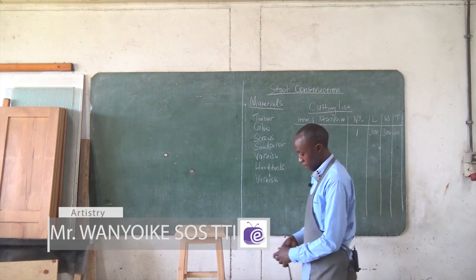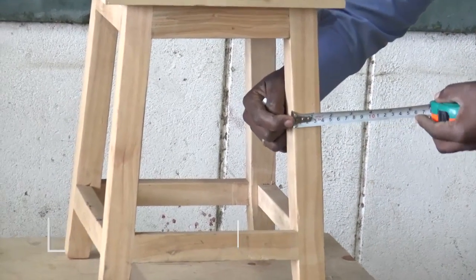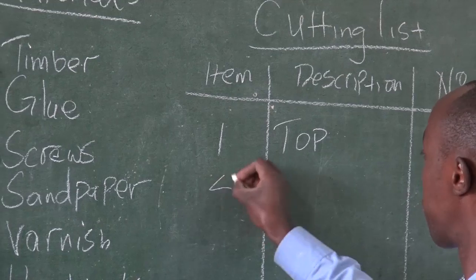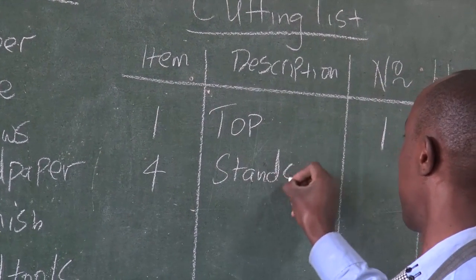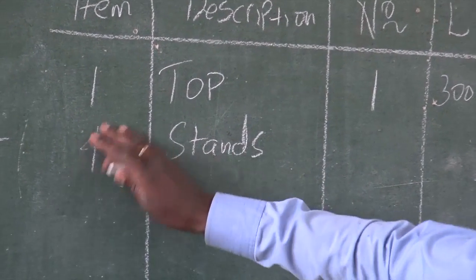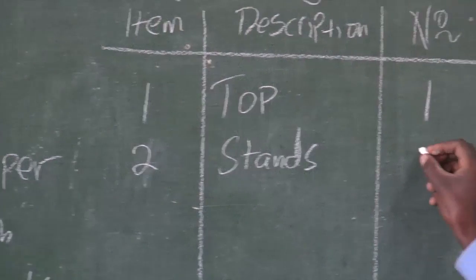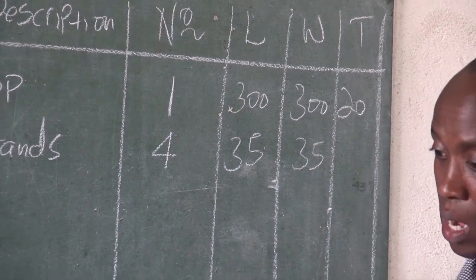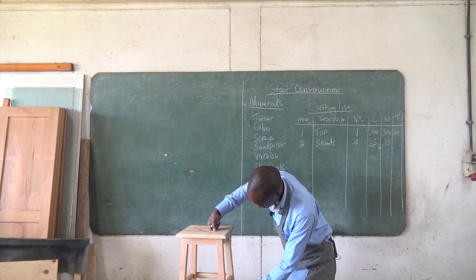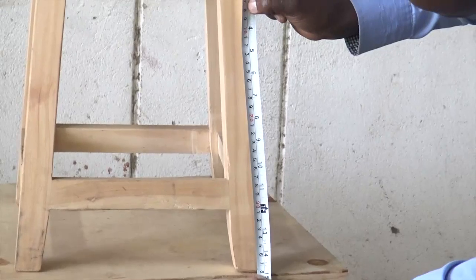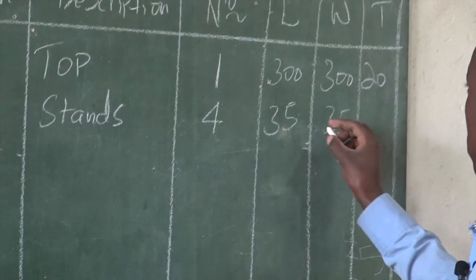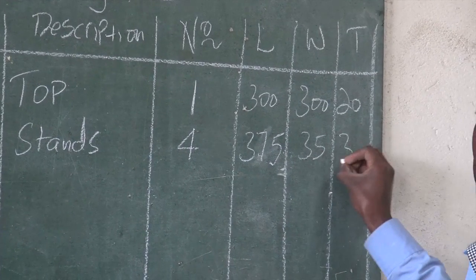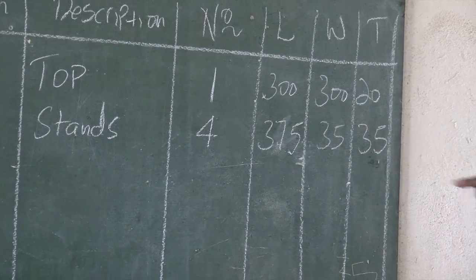Now we move to the stands. The stands, they are 35 by 35 millimeters. There are four stands, which are item number two. Number, there are four, and then we have 35 by 35, and then the length. I use the edge here to measure the length. This is 375. The length is 375 by 35 by 35. So that is how we fill in the cutting list.